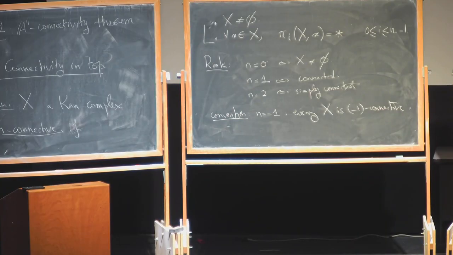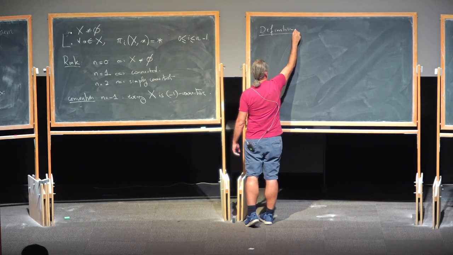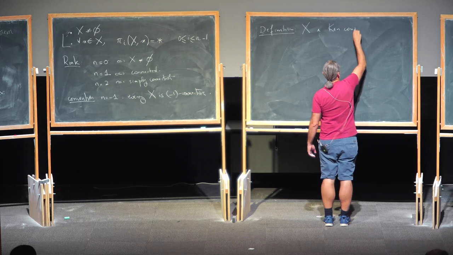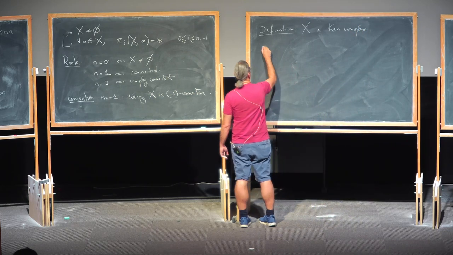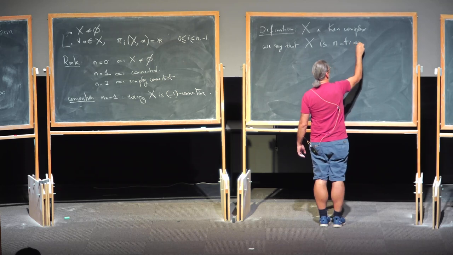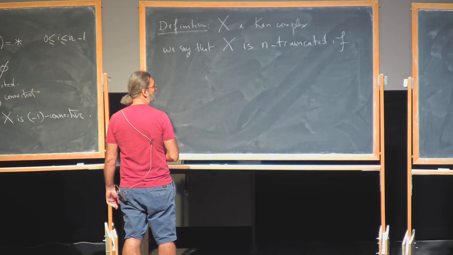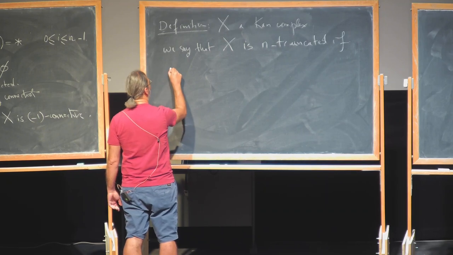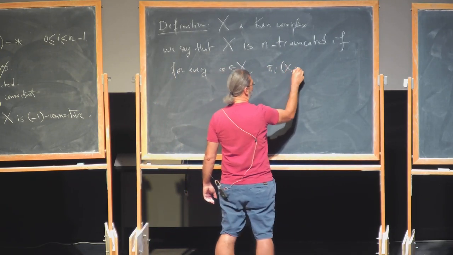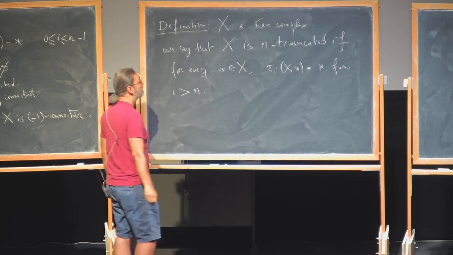Okay, so this is connectivity, and there is a kind of orthogonal notion, which is of being truncated. So again, let X be a Kan complex. We say that X is n-truncated if the opposite condition holds: if for every point in X, pi i is trivial for i bigger than n.